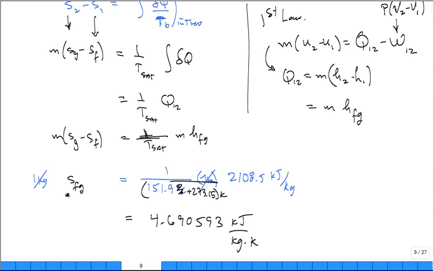Now I come over here, if I just look up s_f and s_g out of the table, I take the difference between 6.8212 and 1.8607. We get the same number. So things are consistent. Okay, things are consistent.